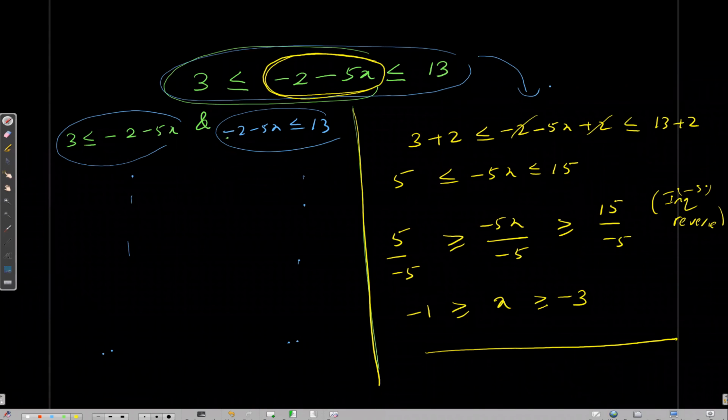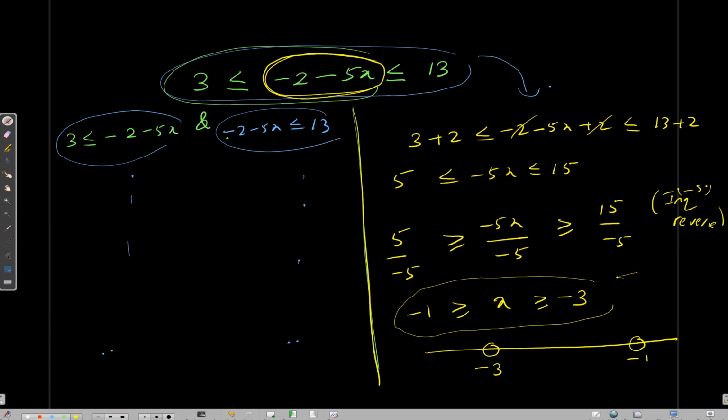Let's say, first look at the numbers, negative 3 and negative 1. It appears like negative 3 appears on the left-hand side and negative 1 on the right-hand side. But in reality, negative 3 is less than negative 1. So you have to be careful there. So negative 3, negative 1.